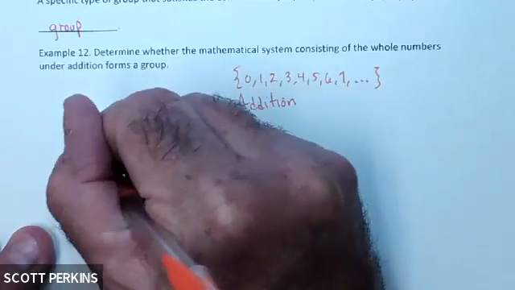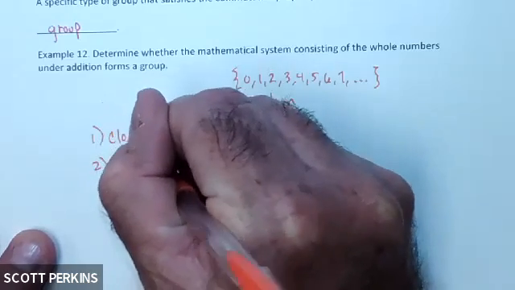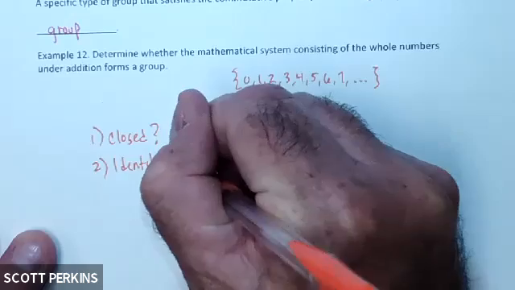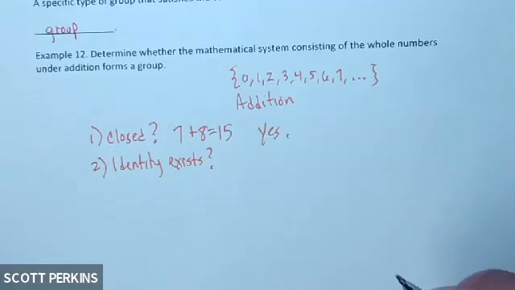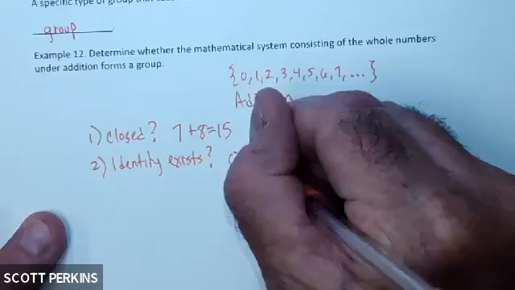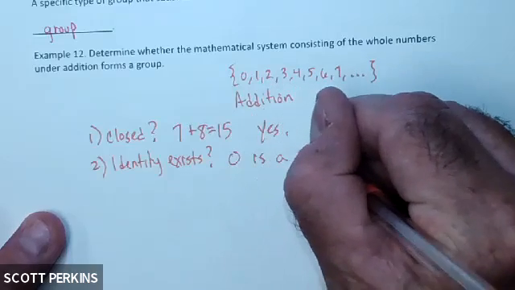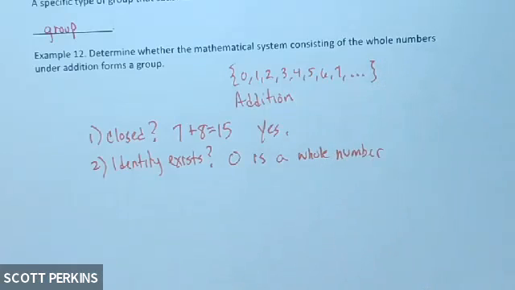Let's do step 2. Does the identity exist in the set? What is the identity for addition? 0. Is 0 a whole number? Yes, 0 is a whole number. Great answer. Love it. All right, we're 2 for 2. Is it a group? Well, I don't know yet, but it's closer to being one than it was before.